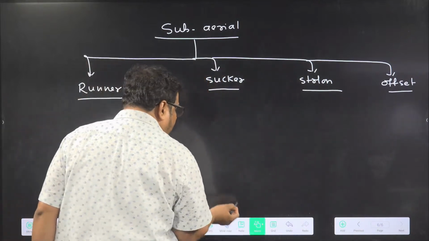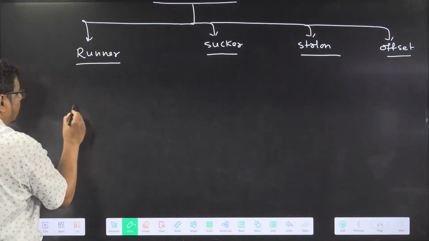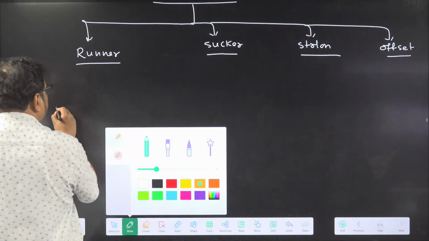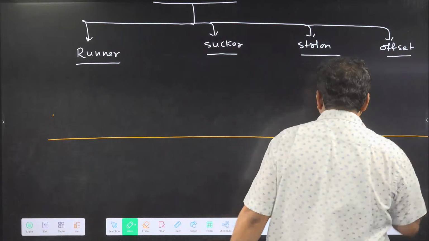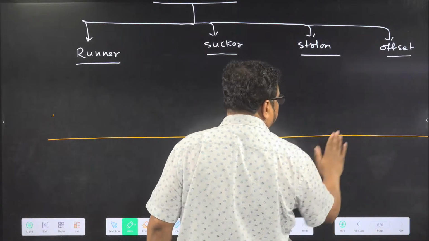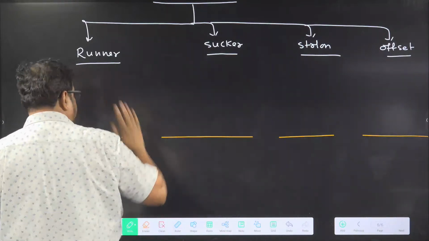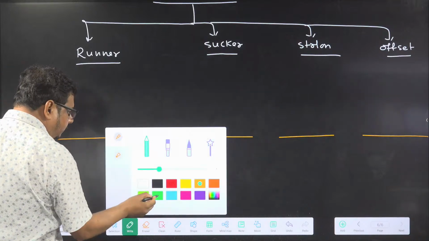Now I am telling you how these four differ from each other. I am drawing the diagram. I am making a layer of the surface of soil. So when you look here, it is the surface of soil. This is the surface everywhere. Now look here.